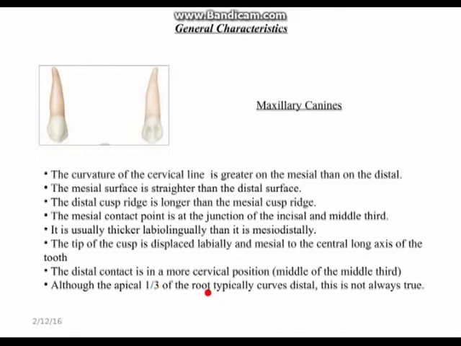Although the apical third of the root typically curves distal, this is not always true. Okay, so this is another thing to remember. That maxillary canine, as you can see here, it's tipping a little bit to the distal, the apical third, right here. But this is not always the case. Every individual differs. You've got exceptions, but just keep that in mind.